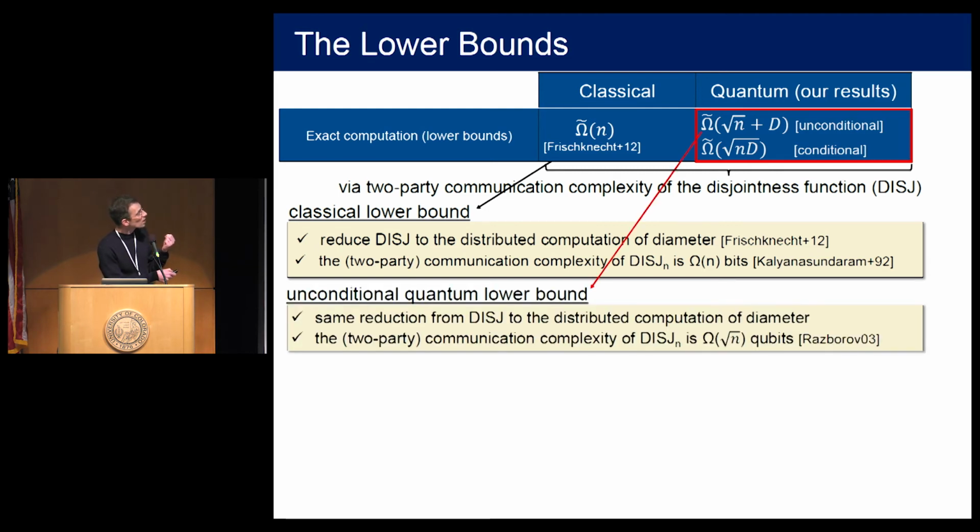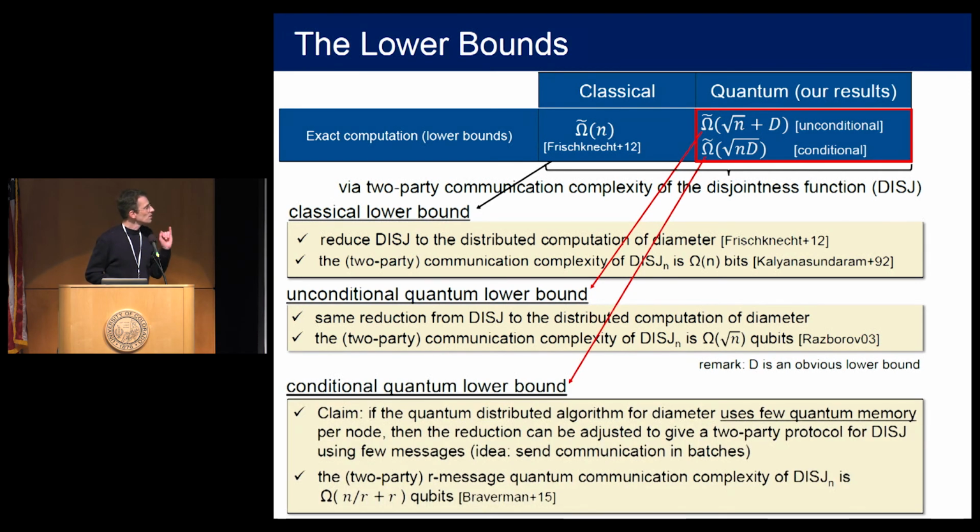For the unconditional quantum lower bound, the square root of n here, it is obtained using exactly the same framework. But now we use the quantum lower bound on the two-party communication complexity of the disjointness function, which is square root of n. Instead of n, you have square root of n. So that's why we get a square root of n here. And the D here is trivial, because D is always a lower bound. Because if you have fewer than D rounds, you cannot propagate information through all the network.